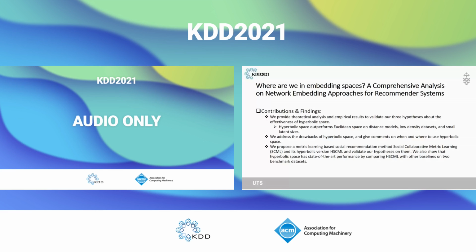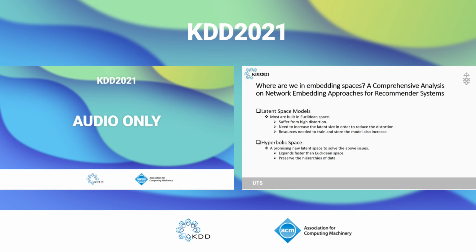Second, we address the drawbacks of hyperbolic space and give comments on when and where to use hyperbolic space. Third, we propose a metric learning-based social recommendation method, social collaborative metric learning, and its hyperbolic version, HSCML, and validate our hypotheses on them. We also show that hyperbolic space has state-of-the-art performance by comparing HSCML with other baselines on two benchmark datasets. Okay, first, let me introduce the background of this work.